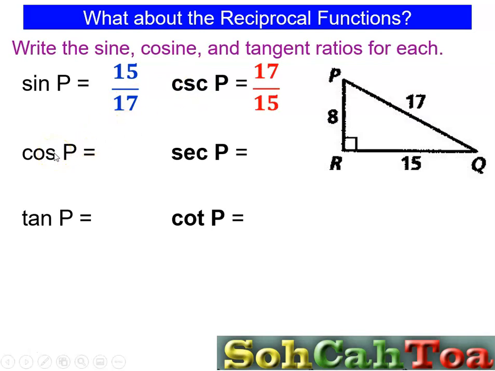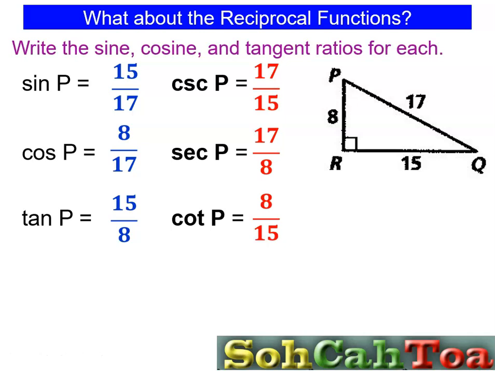For cosine, CAH, we already found adjacent over hypotenuse. How do you get secant? Secant's the reciprocal of cosine, so you flip it, and you get 17 over 8. So do you see where you don't really need to remember 6 different ratios? If you know SOH CAH TOA, you just flip it to get its reciprocal. And then tangent of P, TOA, we already found to be 15 over 8. So cotangent is the reciprocal of tan. You flip it, and you get 8 over 15. So there you found your first 3 reciprocal functions, cosecant, secant, and cotangent.